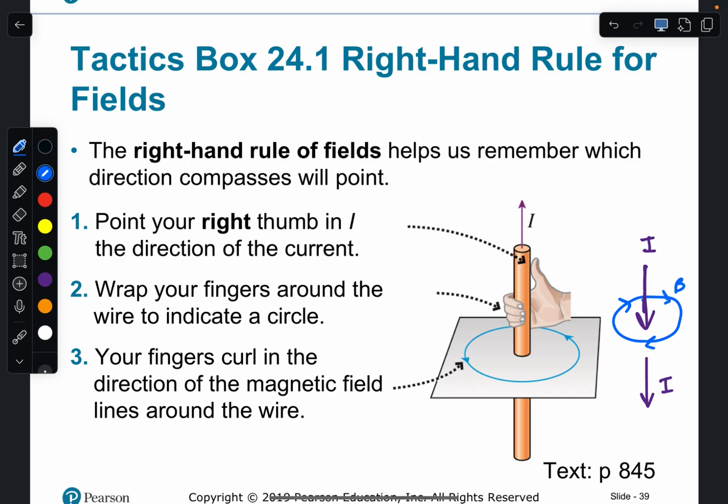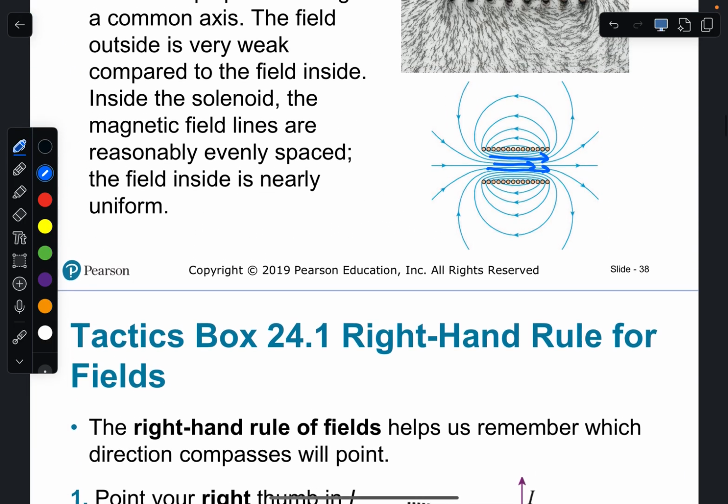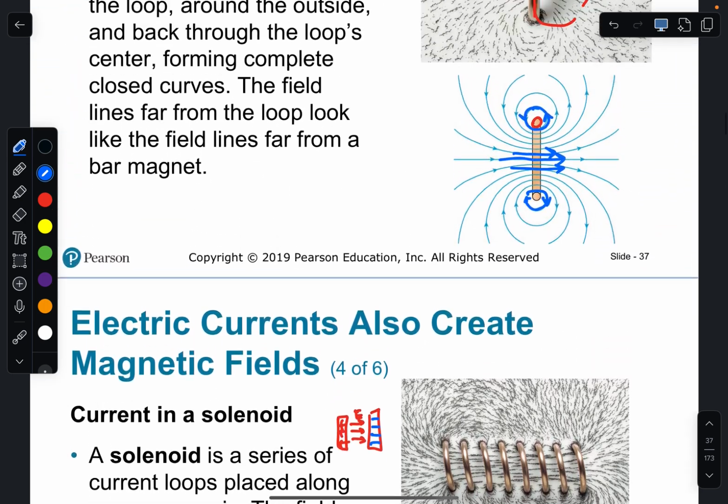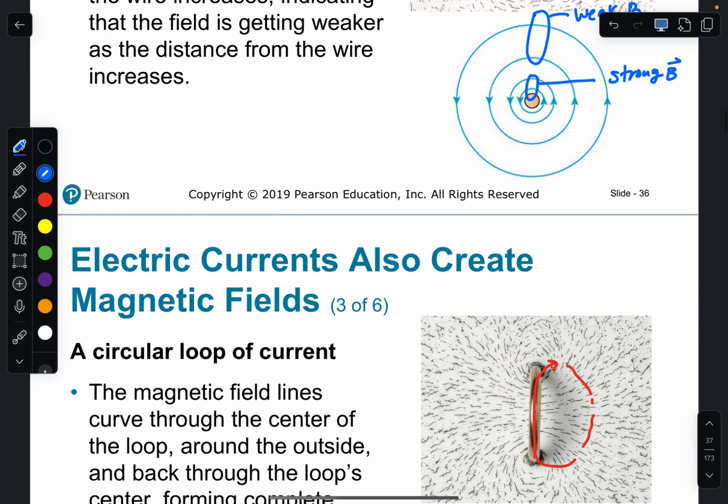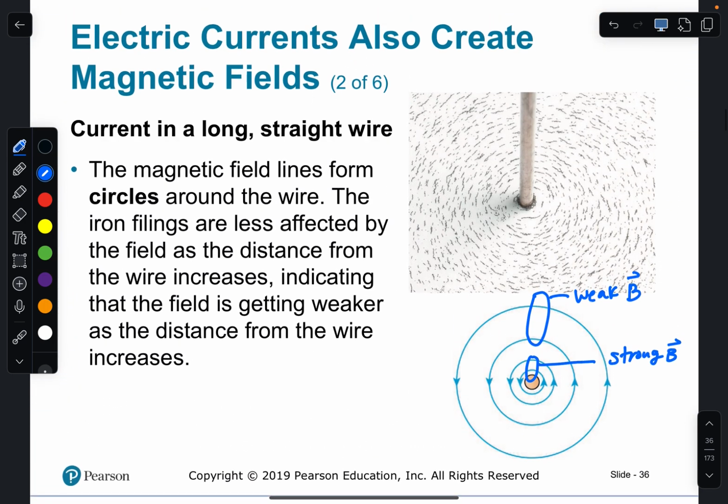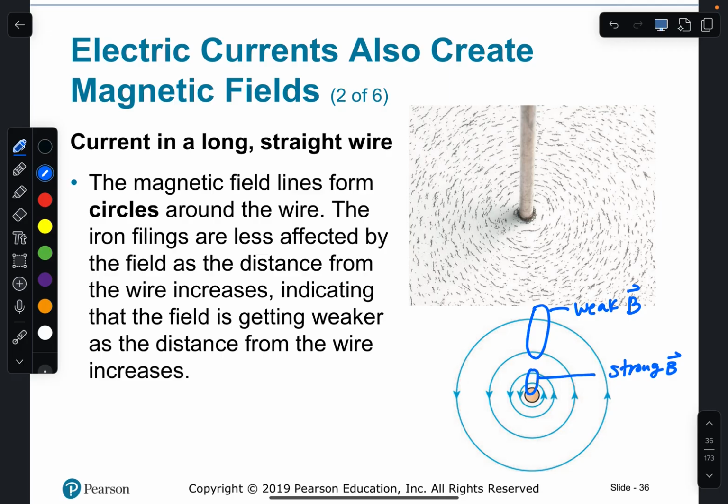Okay, so let's go back to those pictures now that we know this right-hand rule, and let's identify what the direction of the current was based on these B field directions. Let's go to the first one. We're going to take our fingers and curl them in the B field direction, so we can see they're curling counterclockwise. And the way that my thumb is pointing in order to do that, my thumb is pointing out of the page. So in this picture, the current must be out of the page.